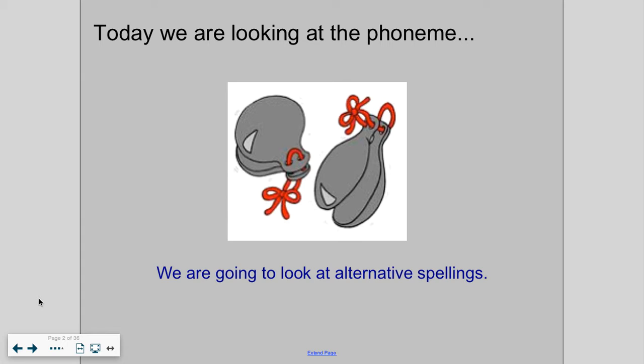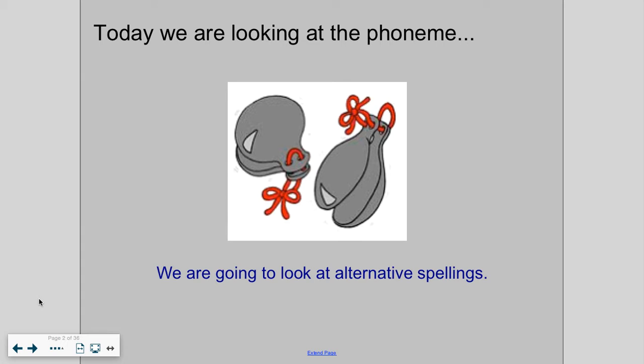I wonder if you are looking at this picture, can you say out loud the sound it represents and make the action for me? Well done if you said k. This is the k phoneme, and today we're going to be looking at different ways of spelling this phoneme, this sound. Remember, phoneme means sound.